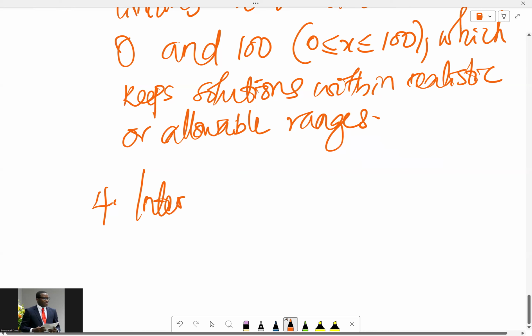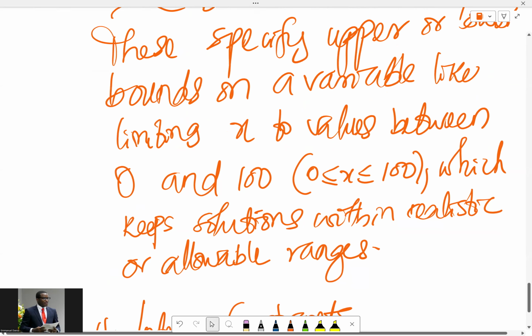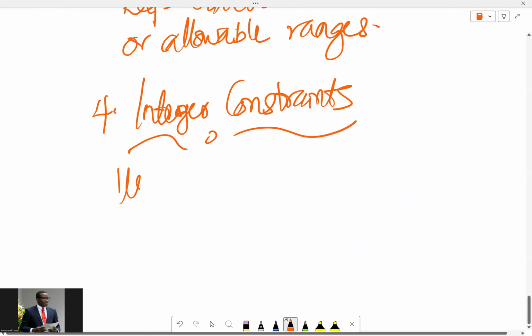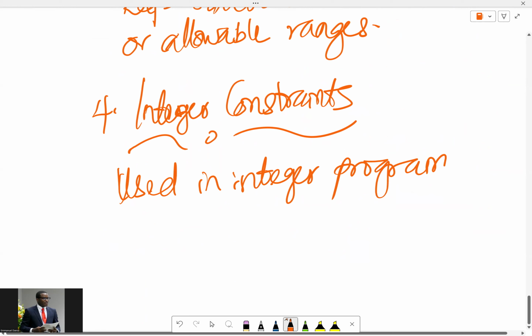Then we can have integer constraints. Maybe one day soon we'll get to integer programming. But for now, our focus is on linear programming. So we can have integer constraints. These are used in integer programming, which we are not really focusing on right now, but I just mention that.